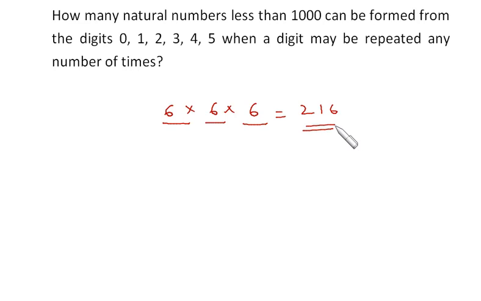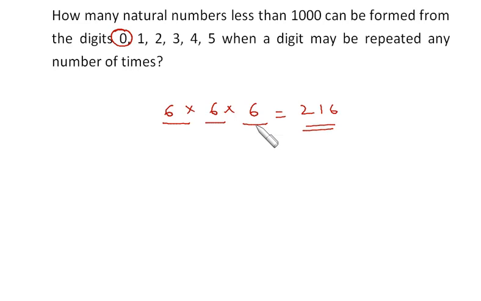No. Friends, it's not the correct answer. There is a twist. What's the twist? See, we have taken 6 choices over here, and over here. Now we have to think about what would happen if all the 3 places are filled up by 0, right? Because here 6 choices means 0 can come. Here 6 choices means 0 can come. And here 6 choices means 0 can come.